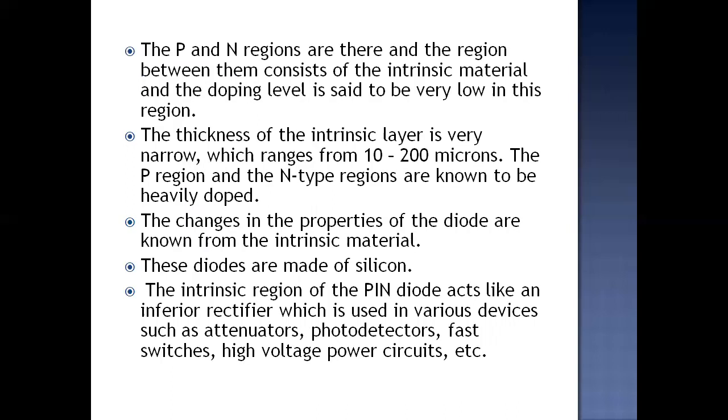Coming to these P and N regions, the region between them consists of intrinsic material, and the doping level is set to be very low in this region. Whatever material you take for the intrinsic region, it is lightly doped, and the thickness of the intrinsic layer should be very narrow, about 10 to 200 microns. The P and N regions on both sides of the intrinsic layer are heavily doped.